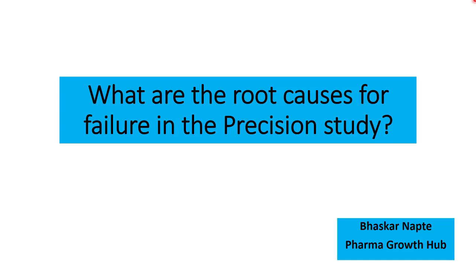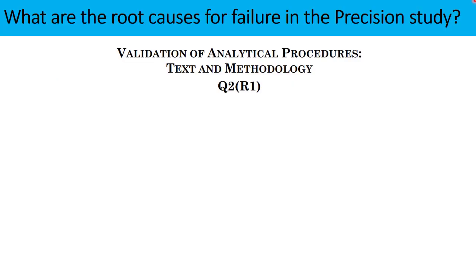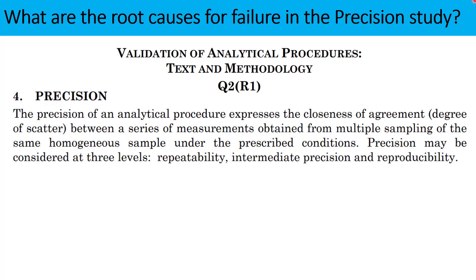I am sure today's video will certainly help you while investigating a failure in the precision study while conducting the analytical method validation. So let us understand, what is that ICH guideline which helps us in providing the guidance on validation of the test procedure, and that is none other than the ICH guideline Q2(R1), that is validation of analytical procedures, text and methodology. Further, before we move on to the likely causes for the failure in the precision, first understand what is meant by the precision according to the ICH guideline.